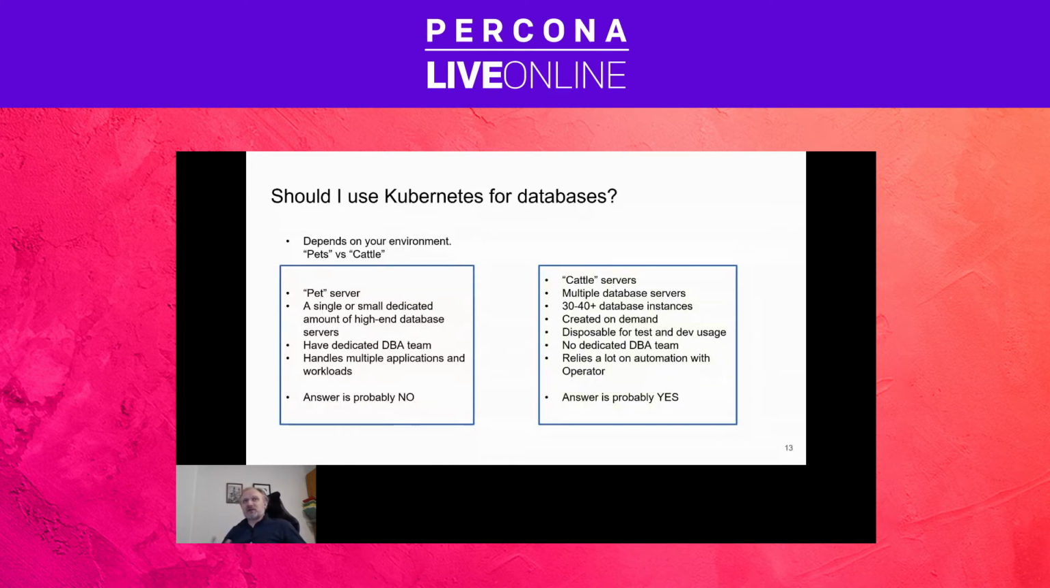But if you started to look into treating database service as cattle, where you have multiple database servers, multiple database instances, and I, for myself, define multiple as maybe 30, 40, there's some entry barrier when you can start looking into Kubernetes, where you want to minimize the DBA team, or you don't have a DBA team at all, and you want your developers or QA to create and destroy databases on demand and rely a lot on automation and infrastructure as code, then our answer is yes. You should look into using Kubernetes for databases.